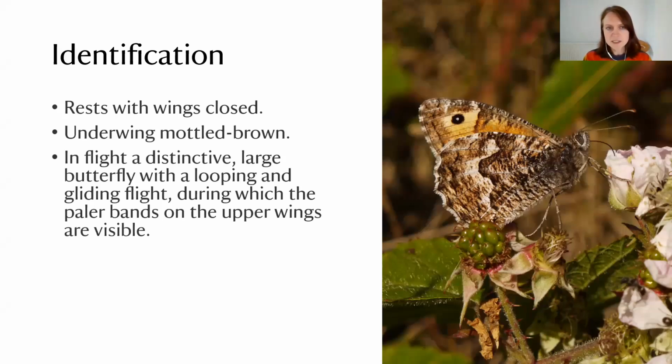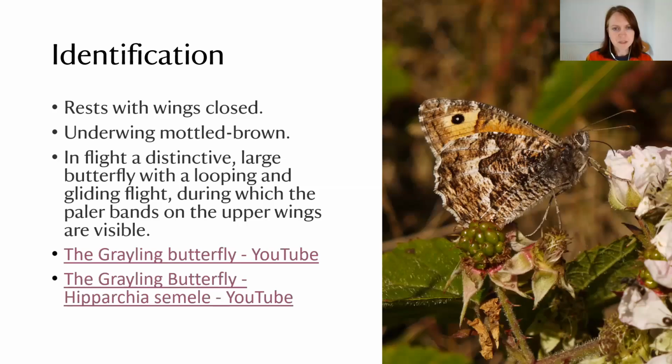But its flight is quite distinctive. So again, it's a large butterfly, and it's got this looping and gliding flight. And as it says here, during the flight, you can see the paler bands on the upper wings. But it's really one to get your eye in for. Think about the sort of habitat that you're in. Does it feel right for grayling? And then think about the flight and the size and the wings. So let's have a look at some footage of grayling.